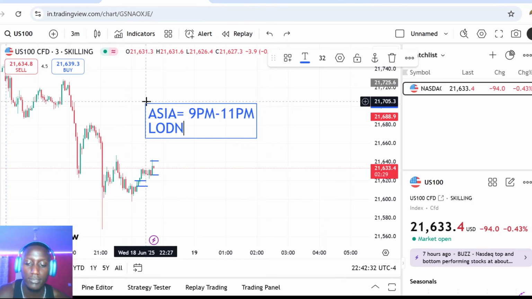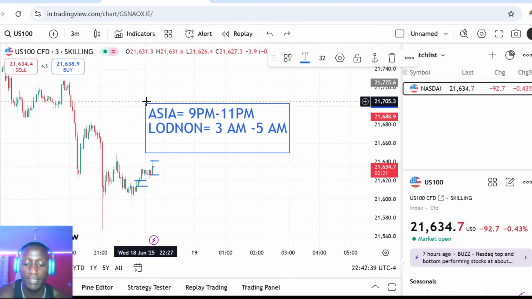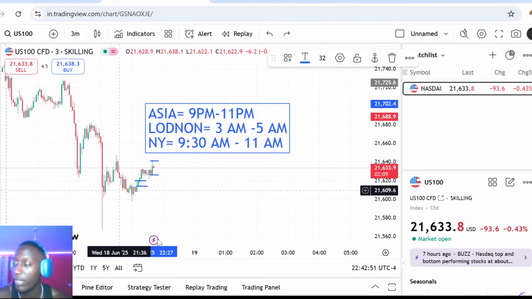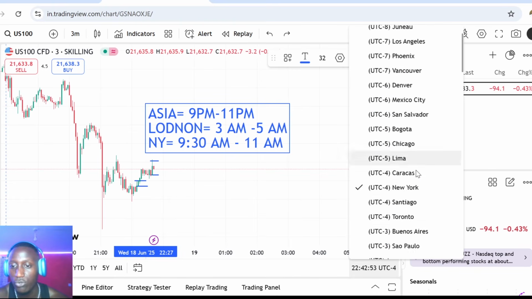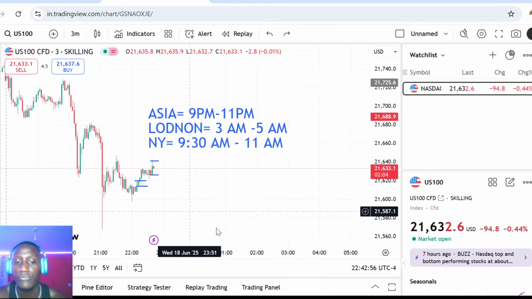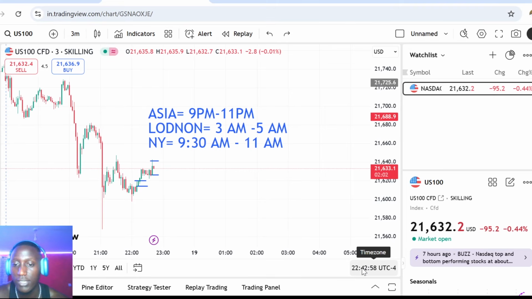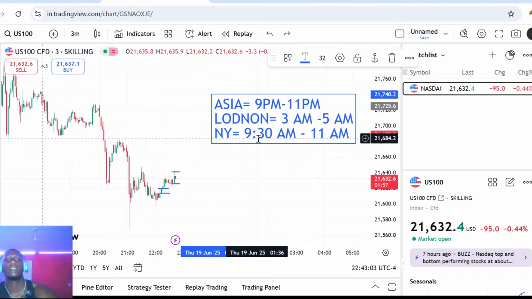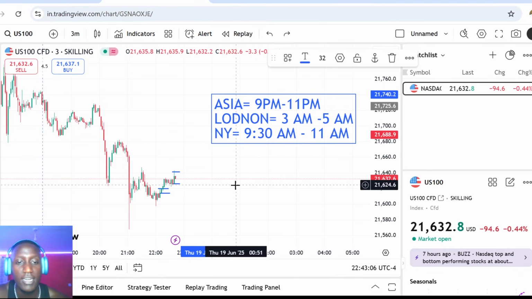Then London begins at 3 a.m. and ends at 5 a.m. And then New York begins at 9:30 a.m. to 11 a.m. And this is New York time. So that is why we changed our time down here to UTC -4 so that it reflects New York time. So right now it's 22:42, which is 10:42 p.m., which means right now we are in the London session.